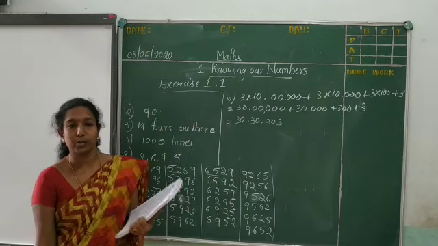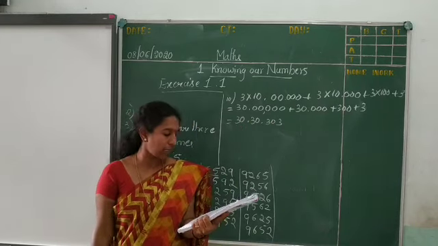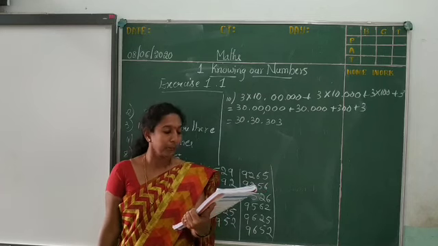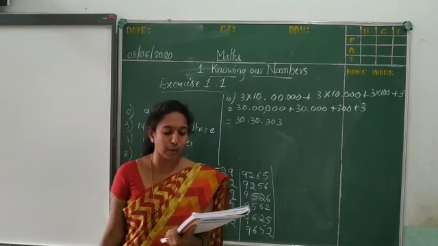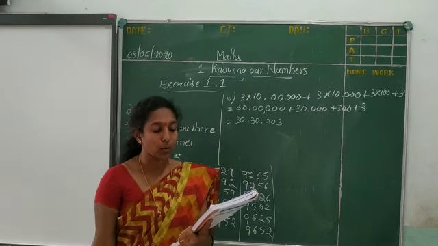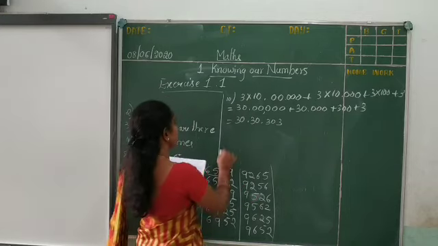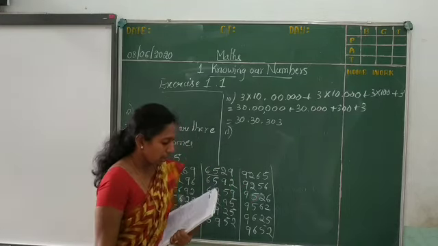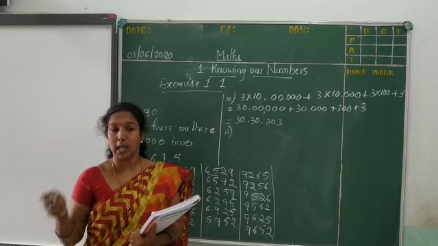This is how we have to write the given number. They are given in the expanded form. Next, answer the following questions. How many thousands make lakh? So how to do this? Here, they are asking how many thousand.